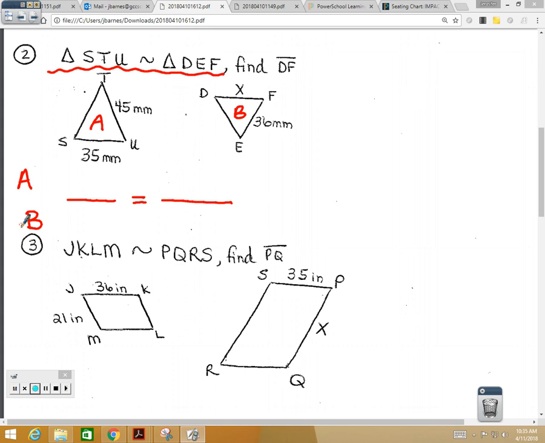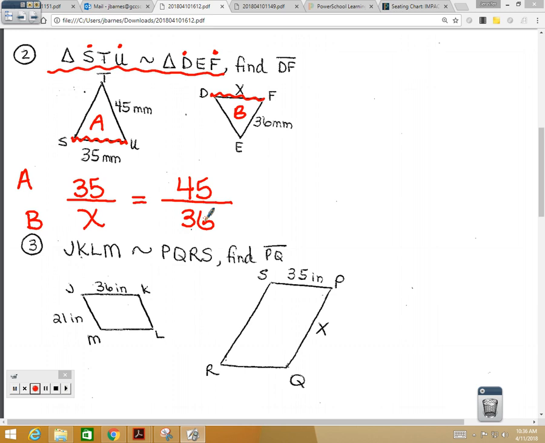Now the two sides that are given to me in my first triangle, I'm going to look at SU. SU is 35. What corresponds to SU? DF. So don't rely on your picture to know that. Rely on this right here. If I'm looking at SU, first and last, I'm going to be looking at the first and last, DF. So 35 corresponds with your X, and then TU, which is 45, corresponds with your 36, TU and EF. Do you see how I'm matching those sides up?